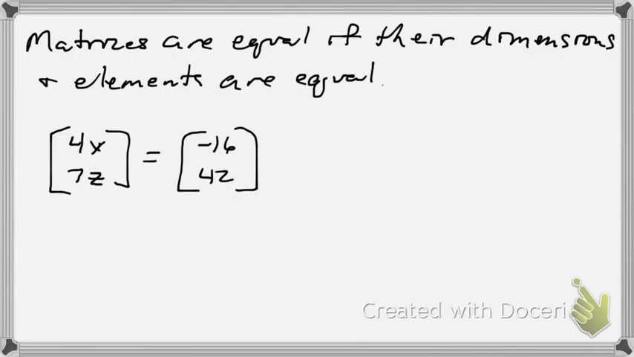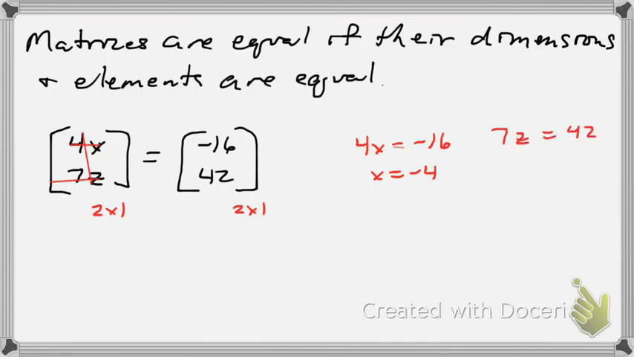So if I have these two matrices, dimensions would be 2 by 1 for each of them. And I want them to be equal. What you do is you take each element of the matrix and you set it equal to its corresponding element. So you would set, in this case, the top equal to the top. 4x equals negative 16. And then you would solve it for x. X equals negative 4. And then you would set the bottom equal to the bottom.